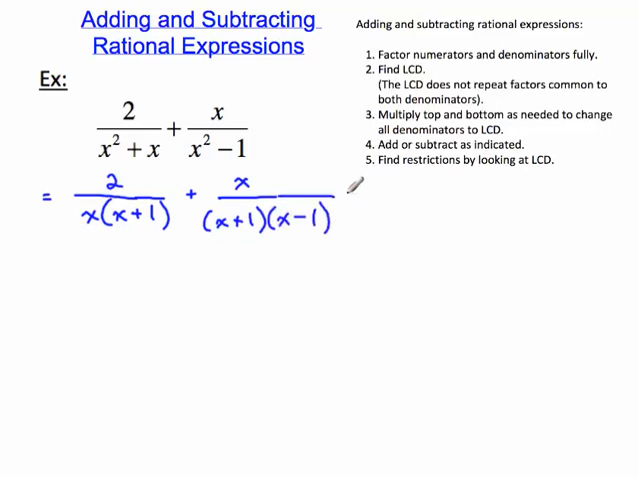Now we need to find the lowest common denominator. So the lowest common denominator needs to include each of the factors, but does not repeat factors common to both denominators. Notice here that we have an x plus 1 in both denominators. That's common and is not going to be repeated. But the x and the x minus 1 are distinct. They're different in the two rational expressions, and they need to be represented in the lowest common denominator. That means that our lowest common denominator is going to be x times x plus 1 times x minus 1.